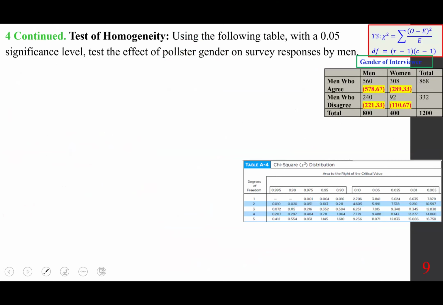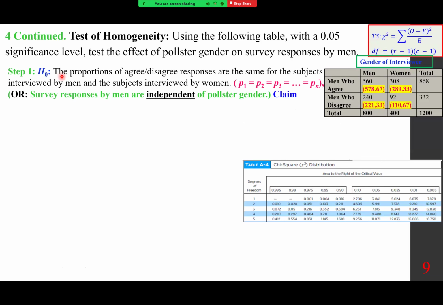So we are continuing with the same question. Again, we have the test statistic, the same formula. Degrees of freedom is (r minus 1) times (c minus 1). And this is the calculation that has taken place already. H0: the proportion of agree/disagree responses are the same for the subjects interviewed by men and the subjects interviewed by women. P1 equals P2 equals P3, doesn't matter how many. Or, survey responses by men are independent of poster gender. So that's another way of writing it. In essence, the test of homogeneity and the test of independence follow the same procedure everywhere.